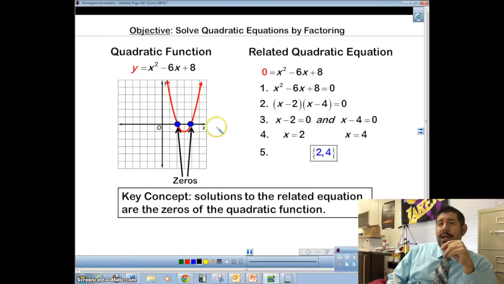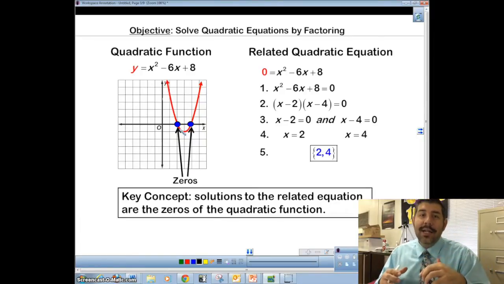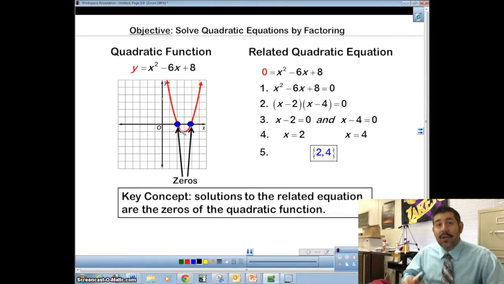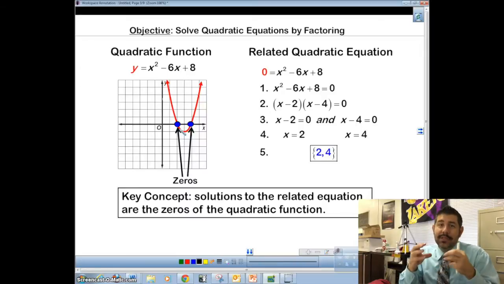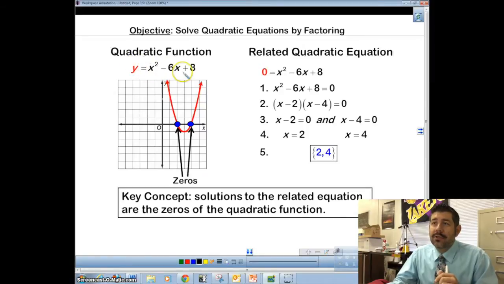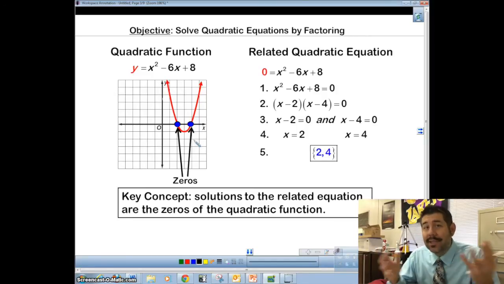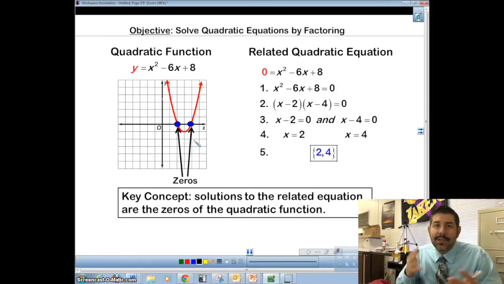If we take a look here at a graph, and we looked at some graphs the previous day in my class anyway, we noticed that when we have a parabola or a quadratic and it crosses the x-axis, similar to what I have up here, those x-intercepts are where y equals 0, where the graph is equal to 0, right? So the quadratic function is equal to 0 where it crosses the x-axis. Those are called the zeros, or the x-intercepts. They mean the same thing, okay?